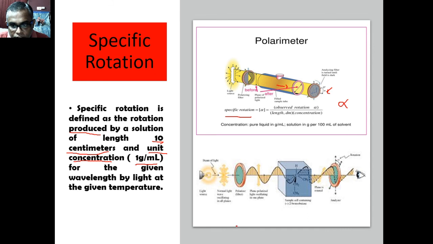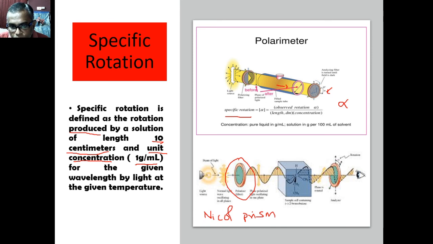Here is another representation of what is exactly happening. When normal light passes through a polarimeter, it becomes plane polarized light. We normally use a Nicol prism, which you might have studied in your lower classes. This Nicol prism has the ability to convert normal light into plane polarized light.